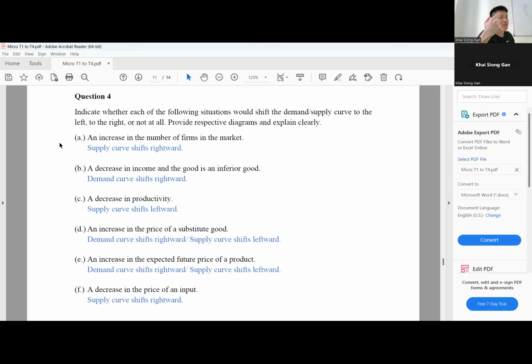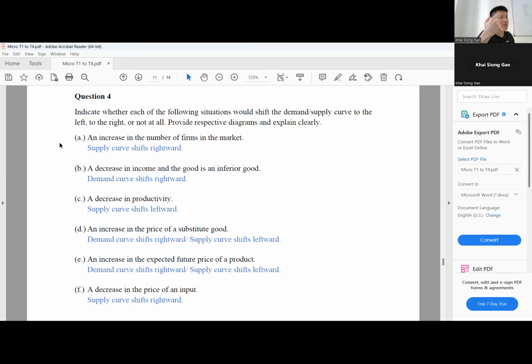Subsidies. Subsidies are like financial assistance. They are usually given to the producers directly. So we talk about subsidies. The intention is to reduce the cost of production and to increase output. When I say increase output, it means supply will shift rightwards.